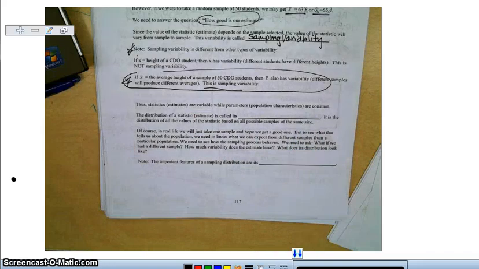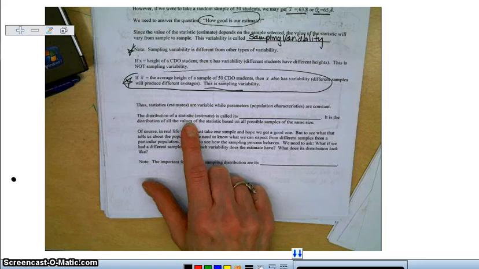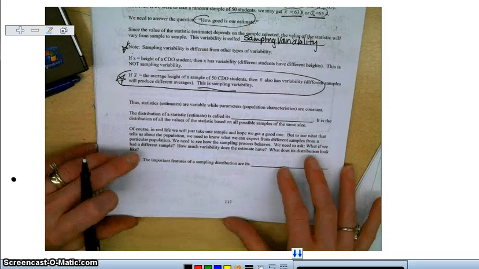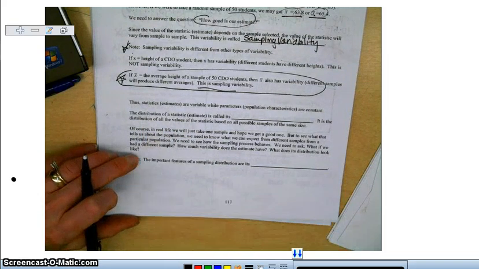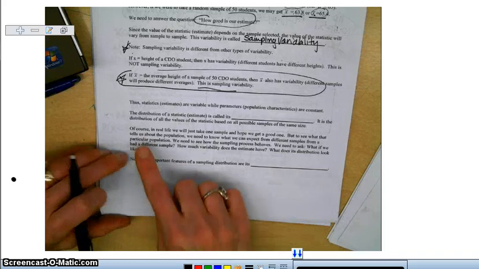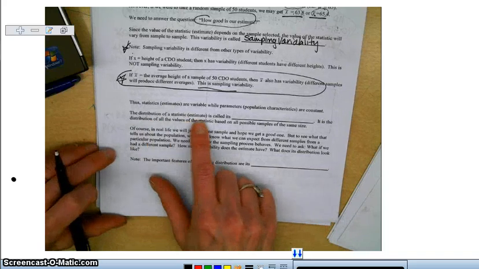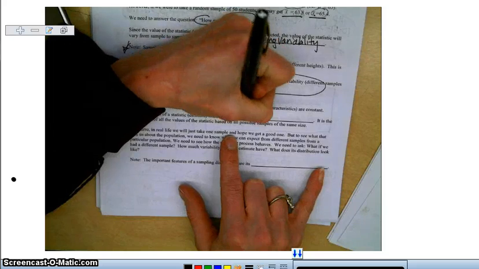The population at East High, the percent of people that have a driver's license or the average height, that's something that remains the same as long as all the same students are at East High. Our samples, our estimates are always going to be different depending on the sample I get. So the distribution of a statistic is called its sampling distribution.